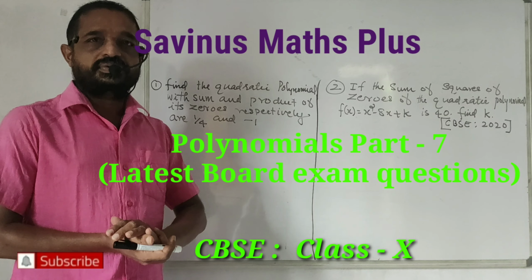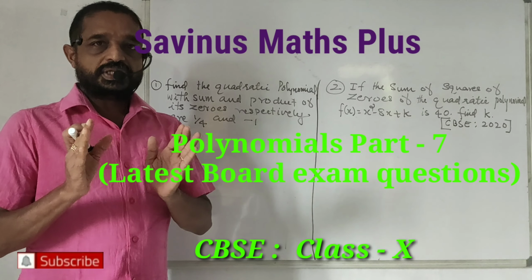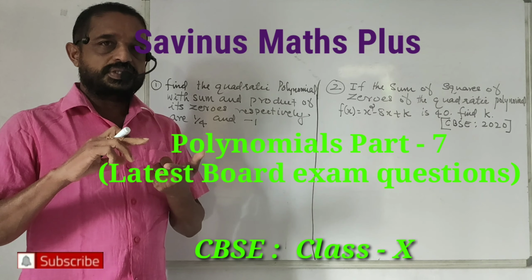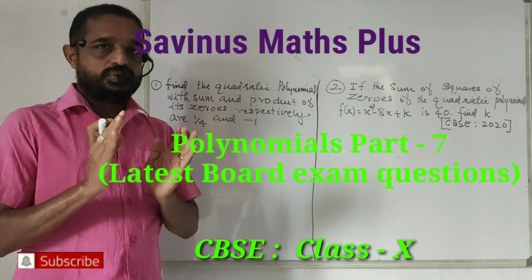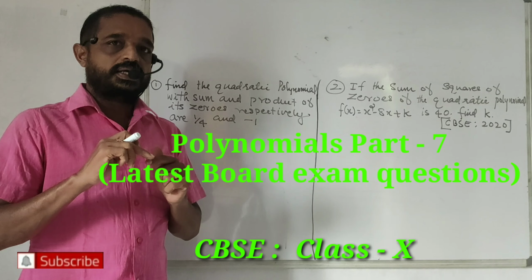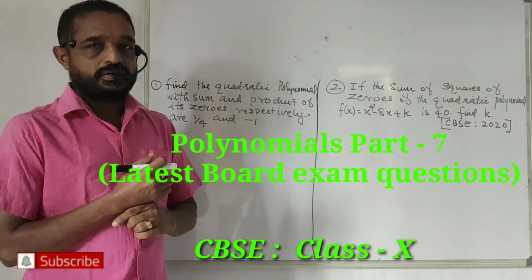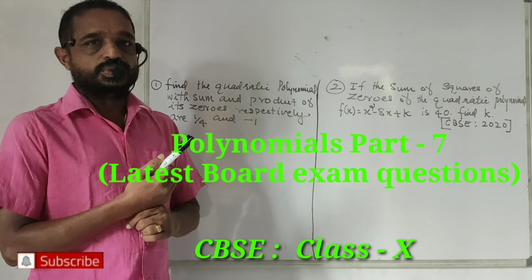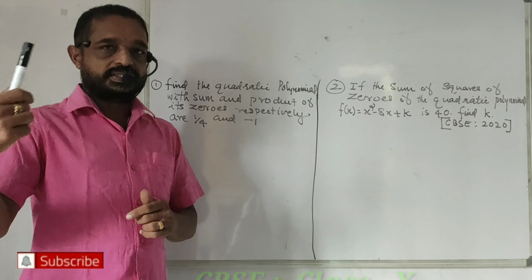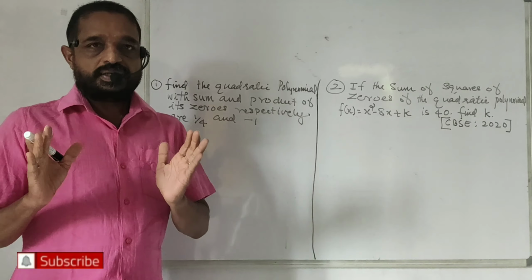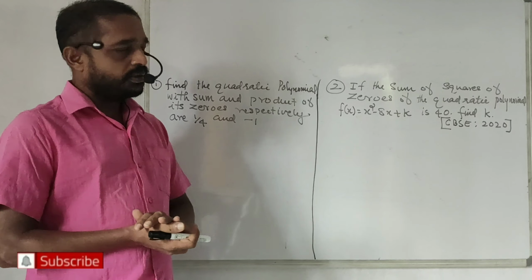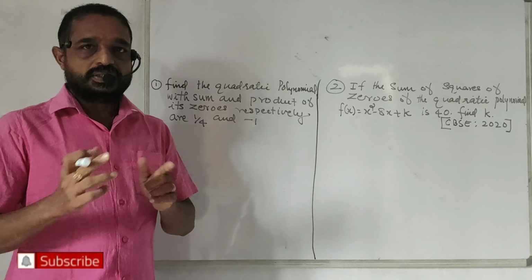In our last lecture we have seen the relation between zeros and coefficients of a polynomial, and we have also seen how to form a quadratic polynomial and a cubic polynomial from its roots or from its zeros. Now today we are going to discuss some board examination questions based on these topics.